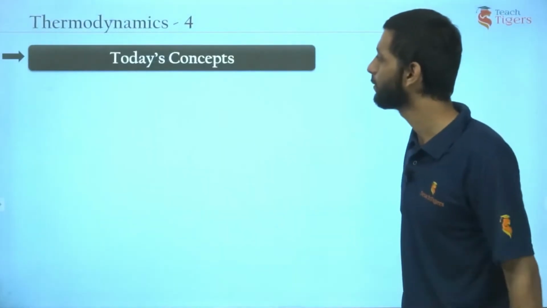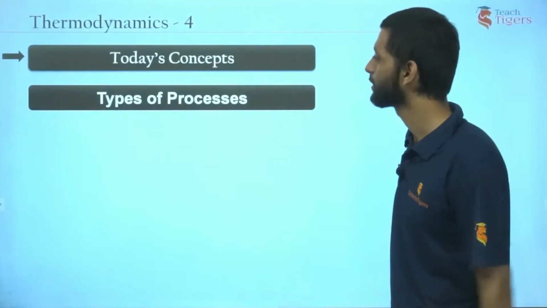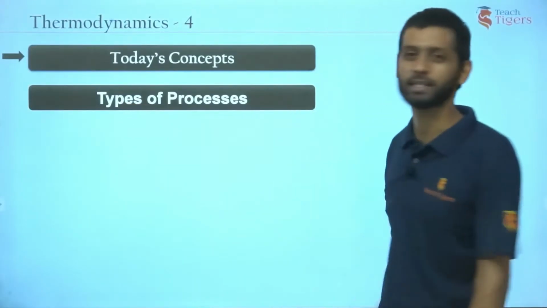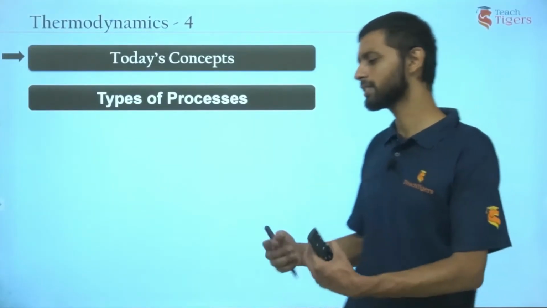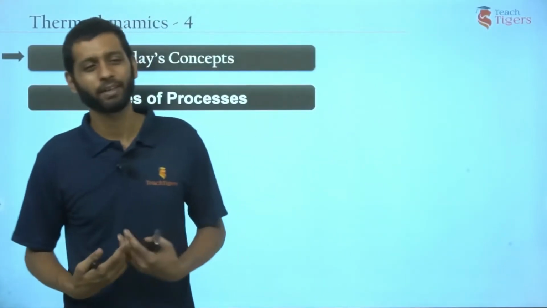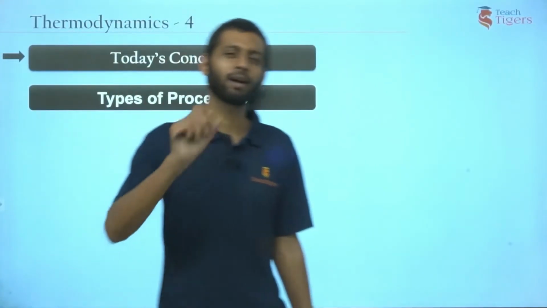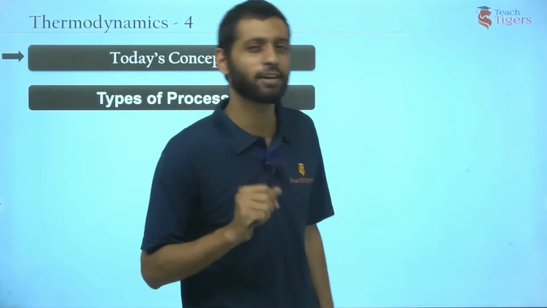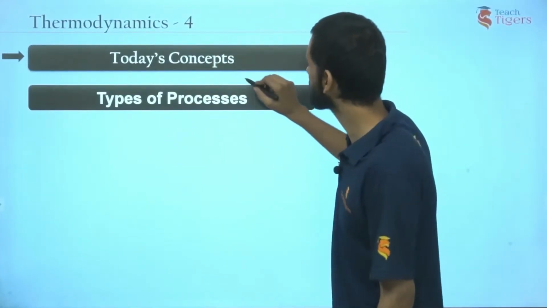Moving on. What are we going to talk about today? We're going to talk about some types of processes. Different systems can do different things under different conditions, right? We have to classify those things. This is a classification problem.